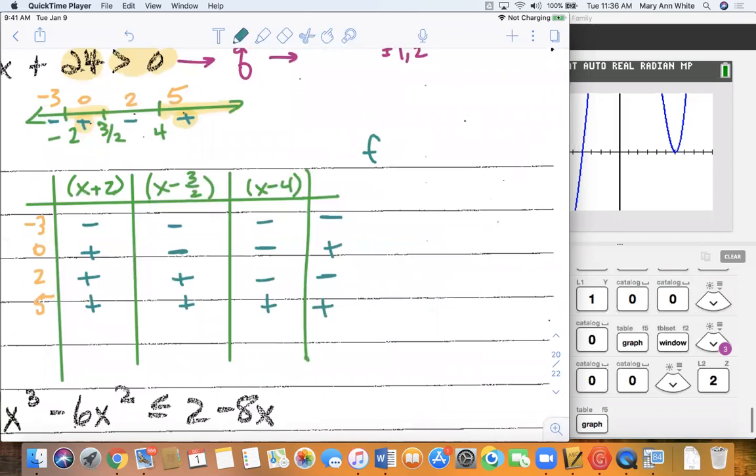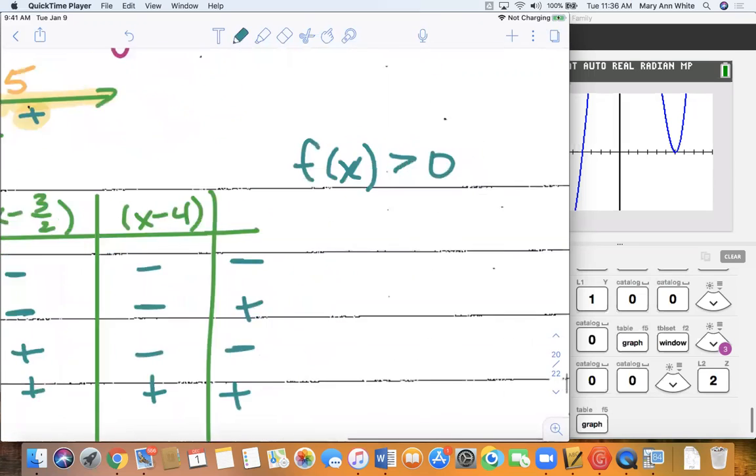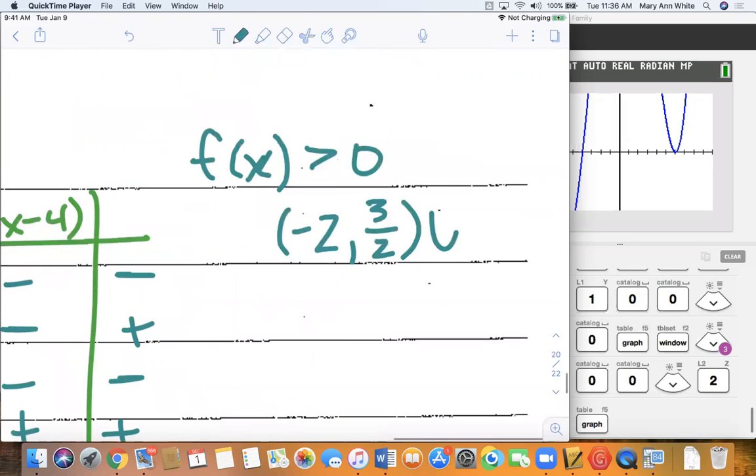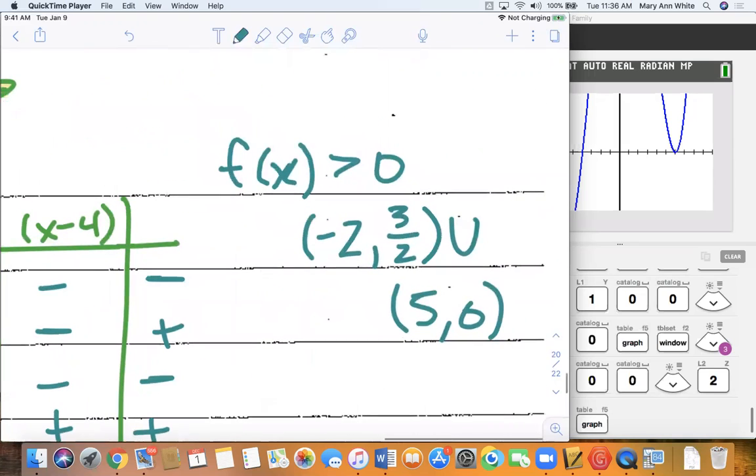So I'm going to say f of x is greater than 0. So I'm going to use my intervals, negative 2 to 3/2, and then 5 to 0. Oh shoot, not 5, sorry, 4. Well, actually, that's a good point.